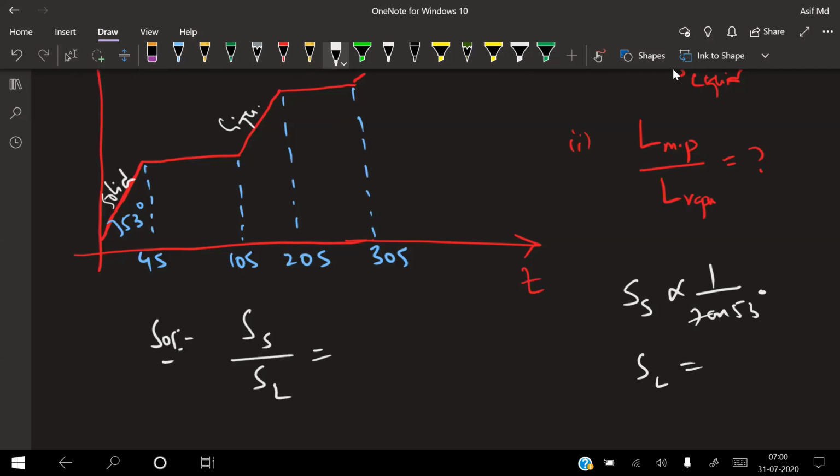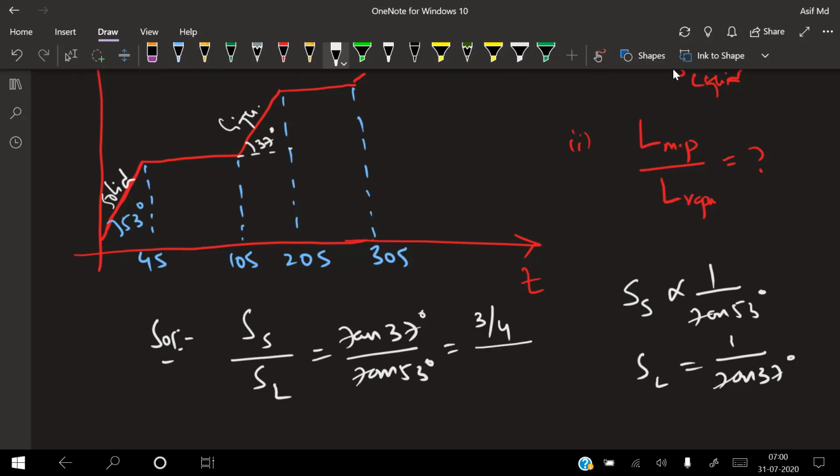Specific heat of a liquid is equal to 1 by... this is also given in the problem data, beta, it is given as 37 degrees. That means we're using the magic triangle. Now this will become the reciprocal of this one. So this is tan 37 divided by tan 53. Tan 37 is 3 by 4, tan 53 is nothing but 4 by 3, so that will be equal to 9 by 16.